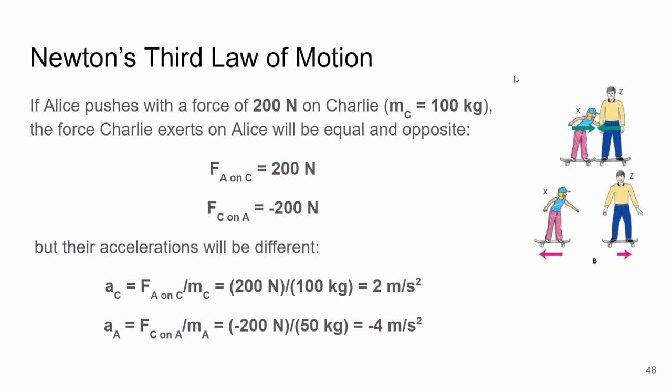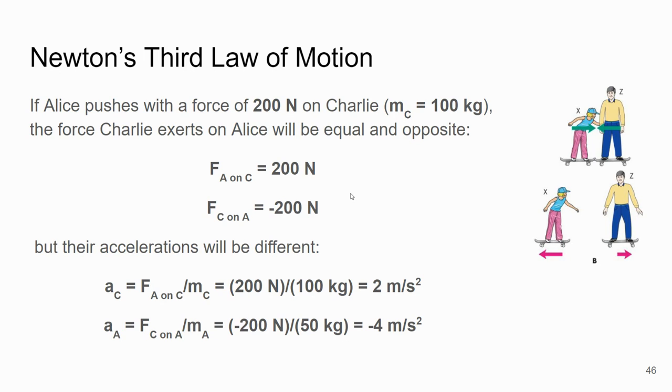So now what happens if Alice pushes on Charlie? Charlie is a bigger kid. He's got more mass. Alice is still 50 kilograms. Charlie is 100 kilograms. So the third law says if Alice pushes to the right, 200 newtons, on Charlie, well, then Charlie is automatically pushing back with 200 newtons to the left. So we write that as negative 200 newtons. But their accelerations will be different.